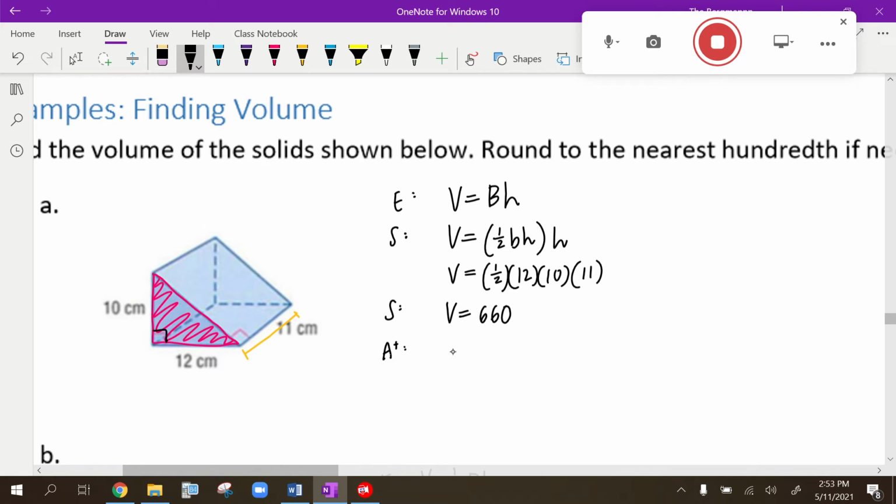And finally, you need to write your answer with units. Volume equals 660. Now for volume, we're multiplying three things together: the base and height of the base, and then times another dimension, the height. So this is three-dimensional, so we need to use centimeters cubed.